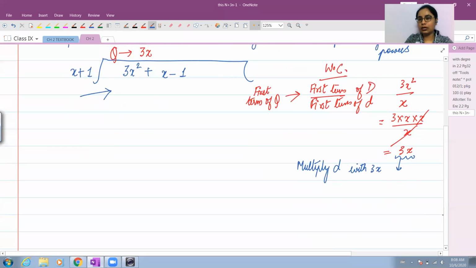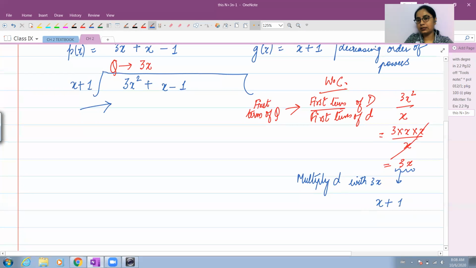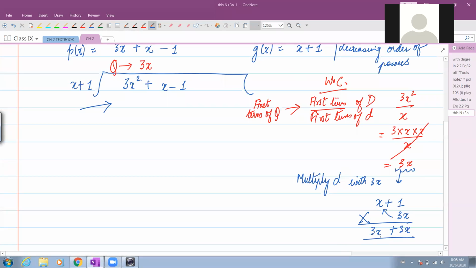I'm going to do this in the working column again. My divisor is x plus 1. I'm going to multiply it with 3x. So 3x multiplied by 1 will be 3x, positive 3x. And then multiply 3x with x: 3x square. This is how you can carry out your multiplication. And this expression will be written right below your dividend. Make sure you write like terms below like terms. So 3x square below 3x square, the square terms, and then the linear terms.